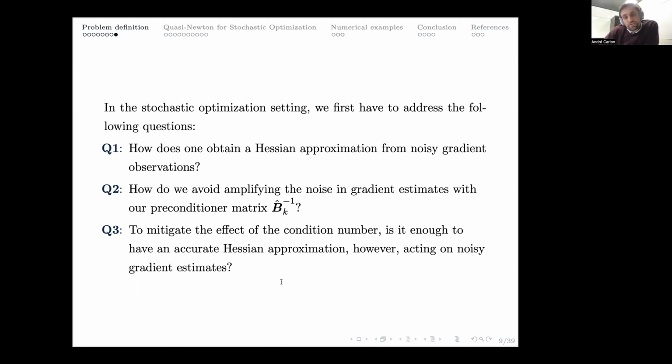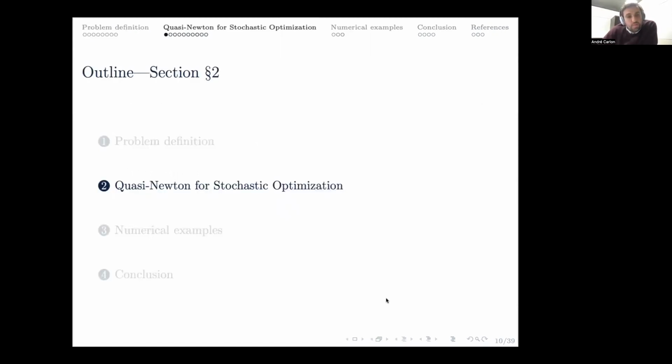And finally, one question is, even if we have a good Hessian approximation, is it enough to precondition the gradient estimates by this Hessian even if they are noisy? How is the convergence of this algorithm? We will address this soon. Okay, I hope I motivated you. Why do we need to develop quasi-Newton methods for stochastic optimization? Now let's see what we do.